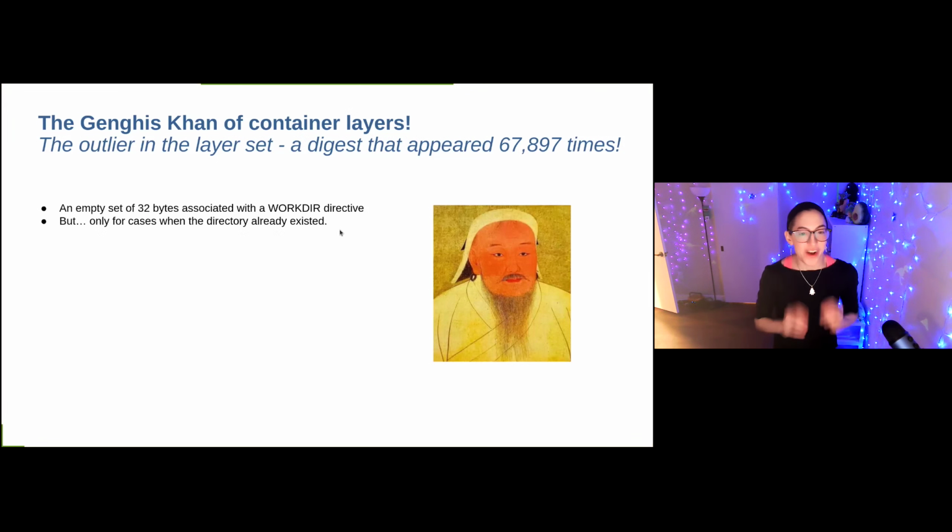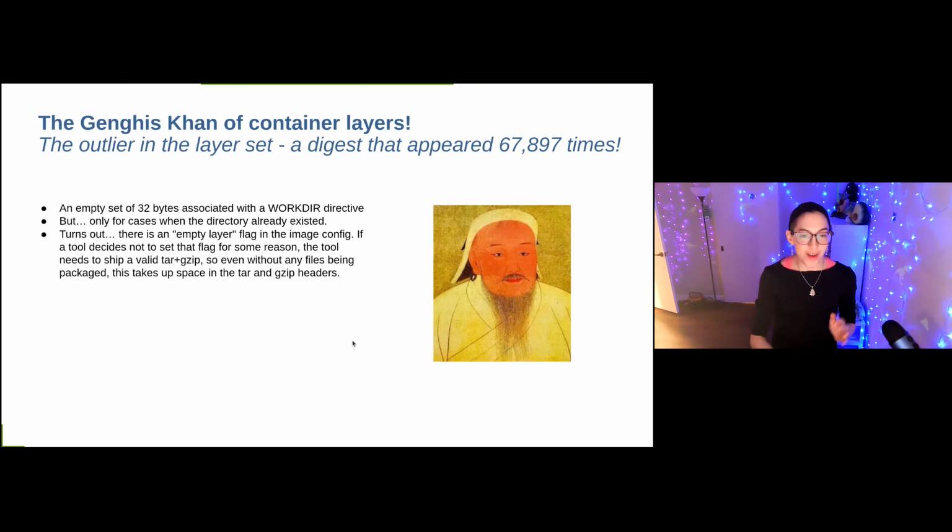However, it was only for cases when the directory already existed. So if you think about it, this is a layer that's totally empty and it's doing nothing because you're not actually creating a new directory. If you don't know, normally when you do workdir, it doesn't just set a working directory. If that directory doesn't exist, it creates it. So if you created the directory, you'd actually have new content there. But you can also do workdir when something already exists and then essentially nothing happens.